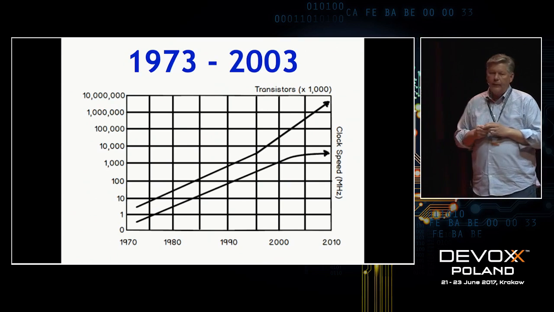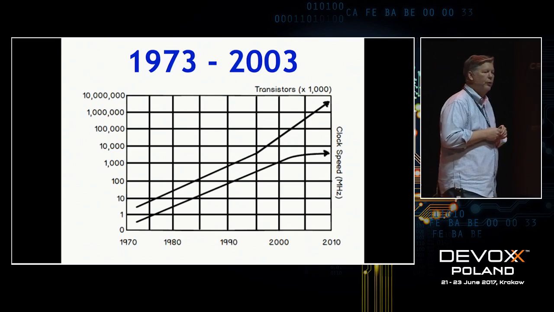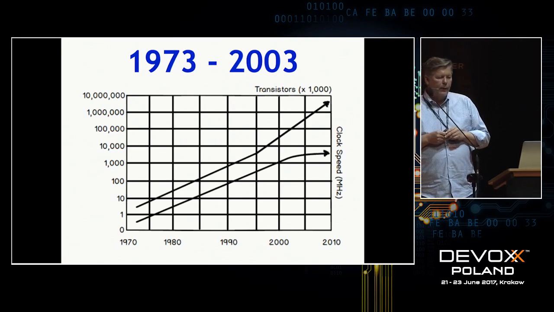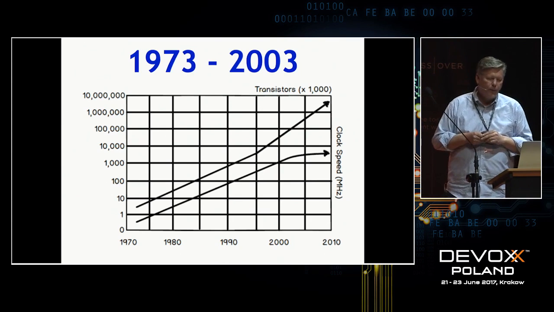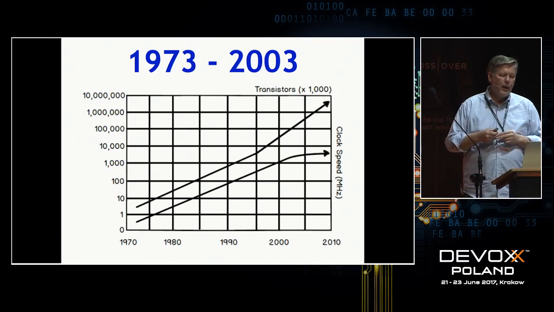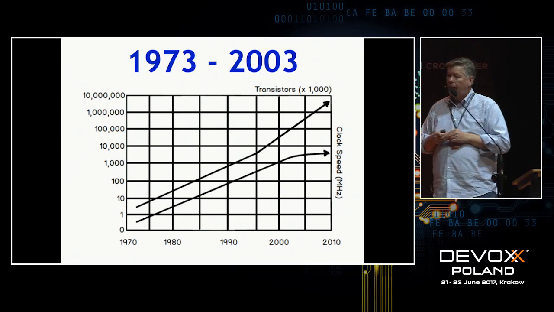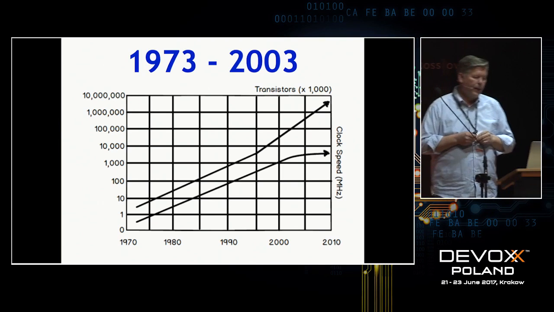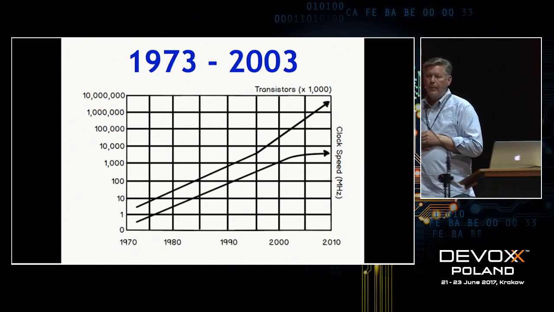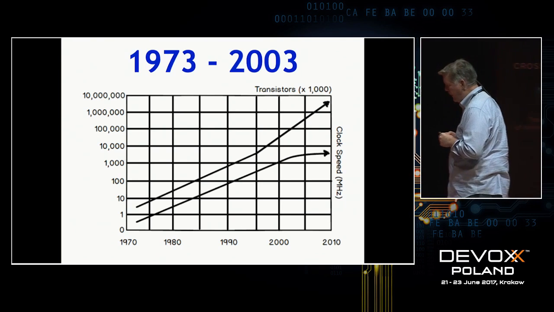In the year 1973, look at the way processors were, what kind of processors were available. So the clock speed of most processors in 1973 was less than 1 megahertz. And there were probably about 7,000 to 8,000 transistors available.